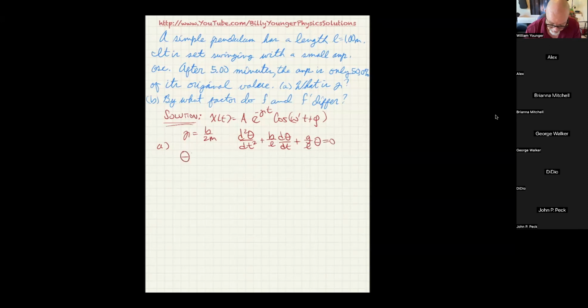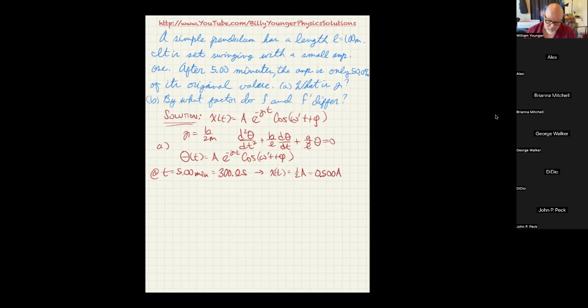So now that tells us theta as a function of time is going to be the amplitude times e to the negative gamma t times cosine omega prime t plus phi. So that's really the solution we're working for. Now for the initial condition, they said at t equal 5.00 minutes, which by the way is equal to 300.0 seconds, then x of t is equal to 1/2 A, or you could just say 0.50 A. Well, actually, I should probably use the number of sig figs that I wrote, 0.500 A. So that's really what's going on. So we're going to use that now.